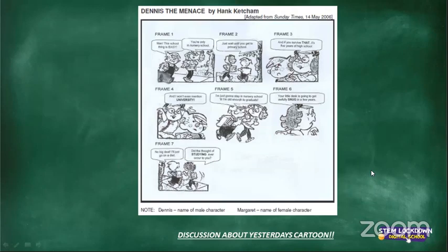And then the last one is the one in frame 7, where Dennis says, no big deal. I'll just go on a diet. Give me a formal way to write the sentence, no big deal. What would be a formal way to write the sentence, no big deal?